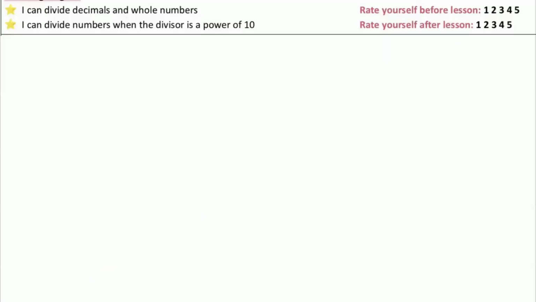Let's get started. Our learning targets today are: I can divide decimals and whole numbers, and I can divide numbers when the divisor is a power of 10.